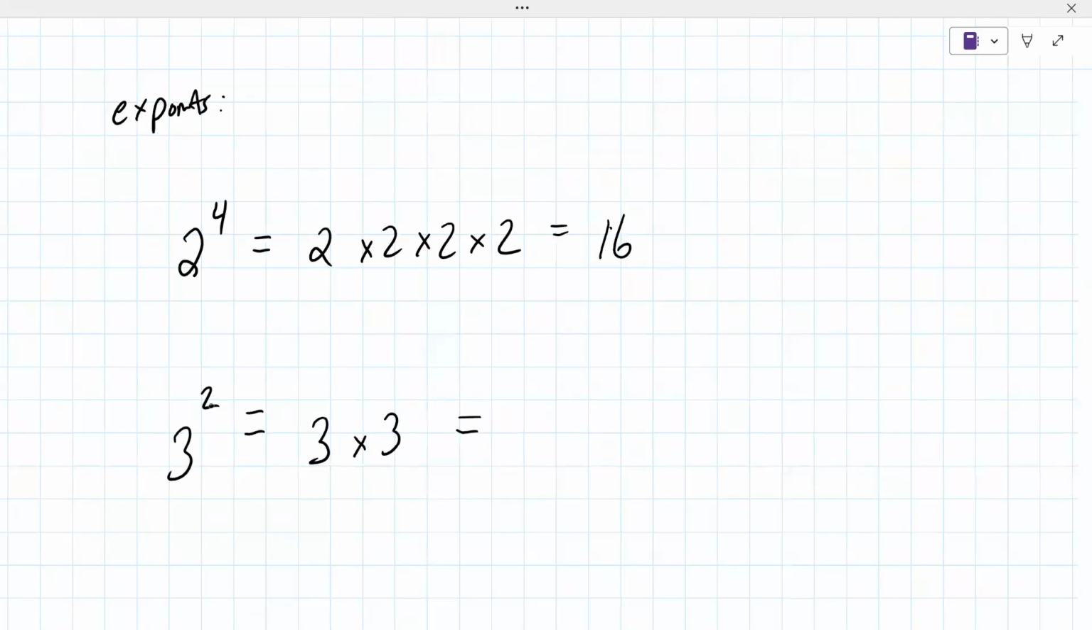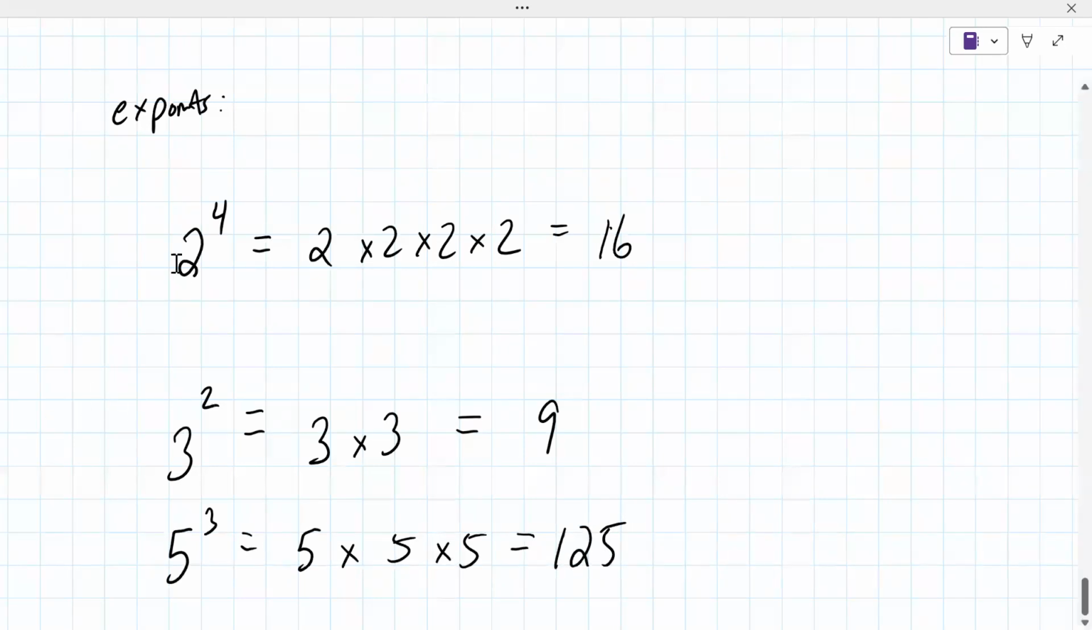All right, so 3 to the power of 2 is 3 times 3. What does that become? 9. 5 to the power of 3 is 5 times 5 times 5. What does that become? 15. Try again. You're not adding, you're multiplying. Oh. And you may need to do it out long. 5, 25, 125?